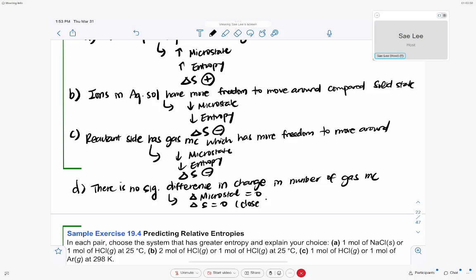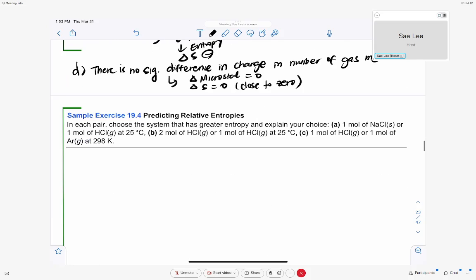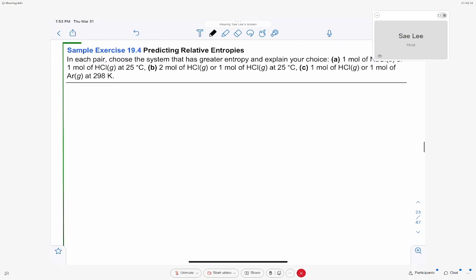Professor, could we say that delta S is neutral? Delta S will have a positive value or a negative value, so it's more appropriate to say close to 0 than neutral. Okay, that makes sense. Thank you.